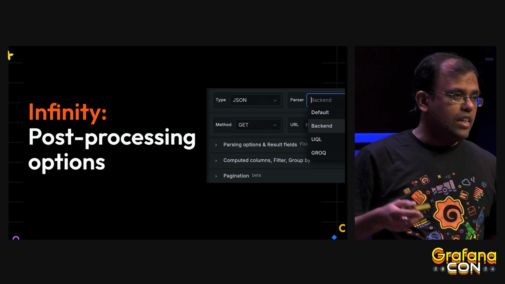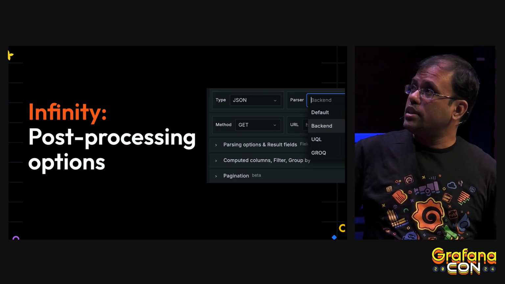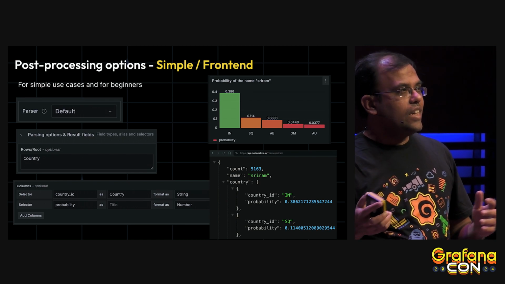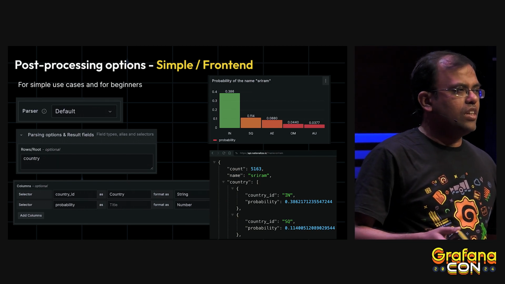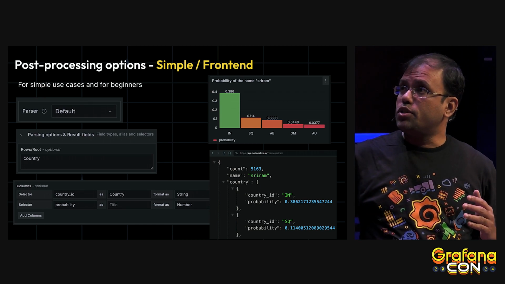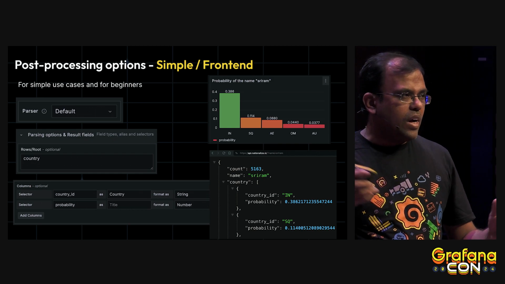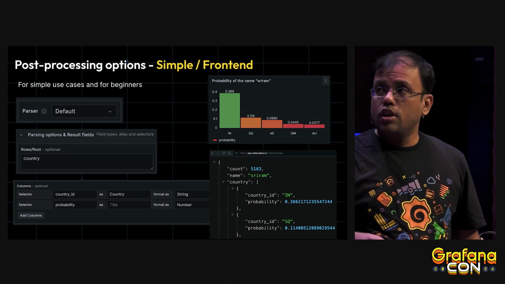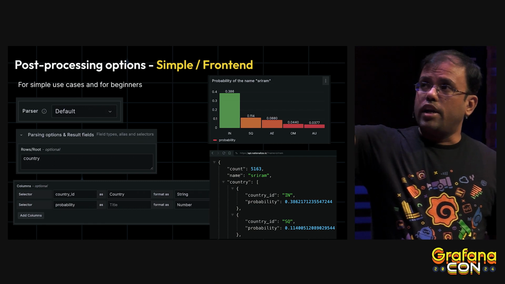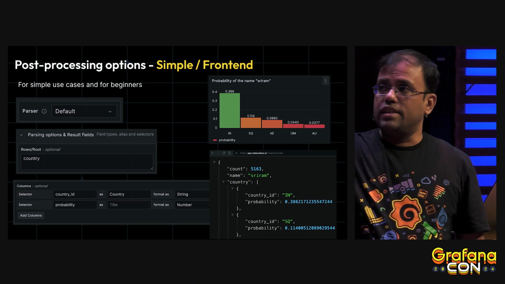Let's see what parsing options we have. Infinity provides several parsing options. Initially when I created Infinity, I started with the simple parsing options. Say, for example, it automatically tried to parse all the array objects and visualize your data. That means it's for very simple and basic use cases. All the parsing happens in the browser, the front end. Here you can see I'm selecting the default parser in the query, and from this JSON I'm selecting country as my root object and selecting the fields.